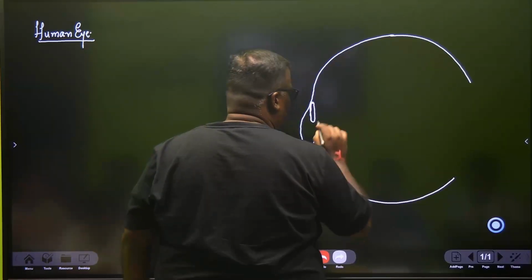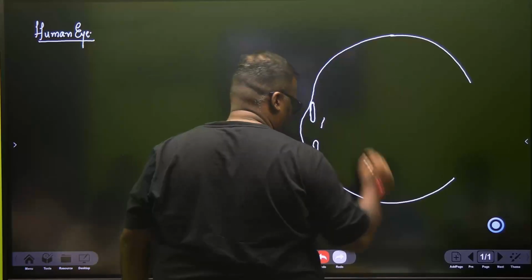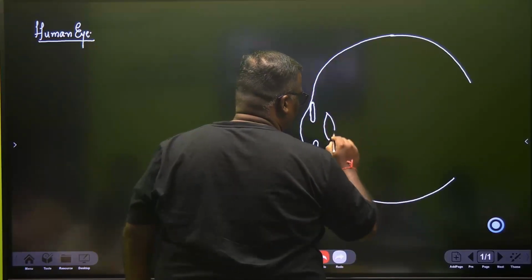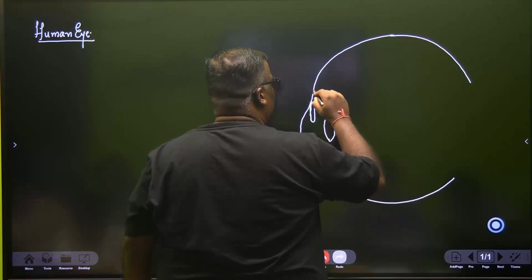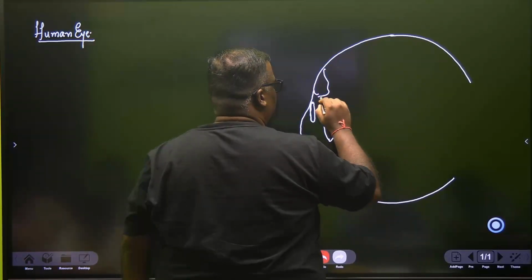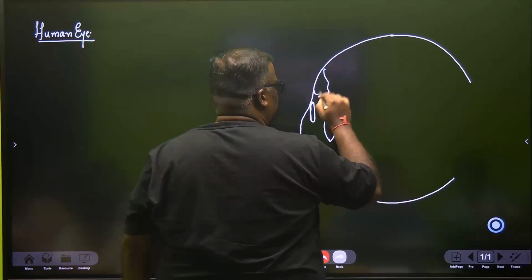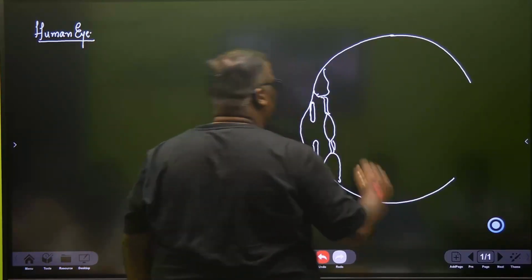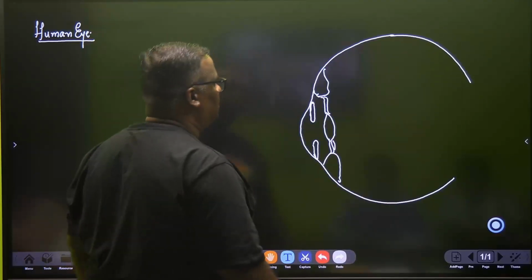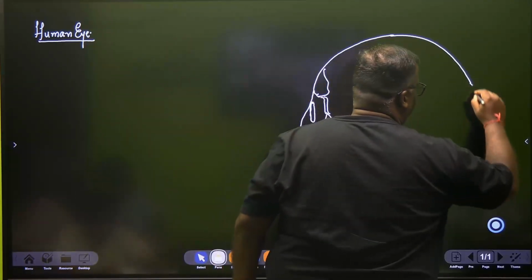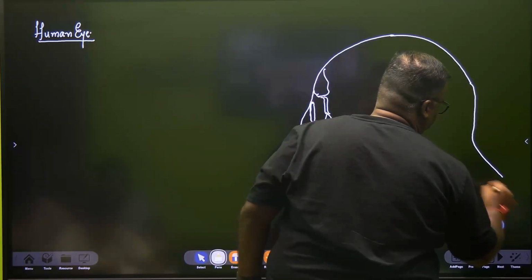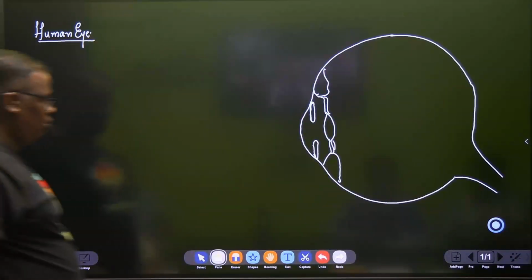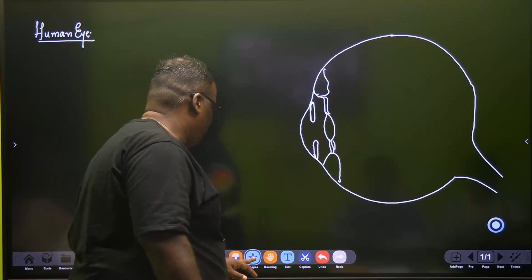ठीक है, एक एक करके बनाते हैं, फिर धीरे धीरे समझेंगे. After the iris, we will have the eye lens, and the eye lens will be held by something called suspensory ligaments. Shall we? So pay attention and let's get on to it one by one.